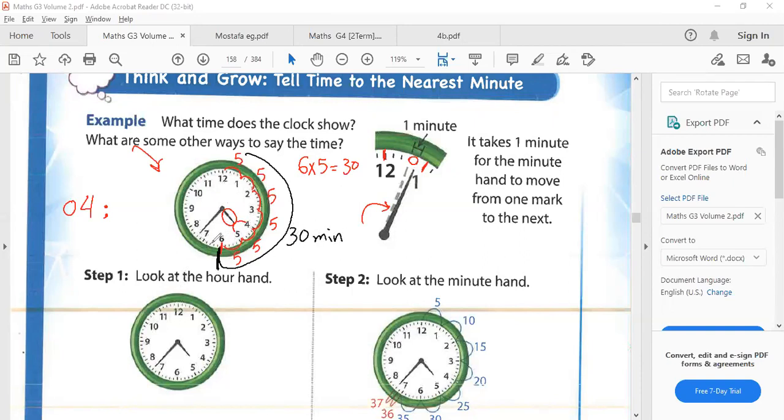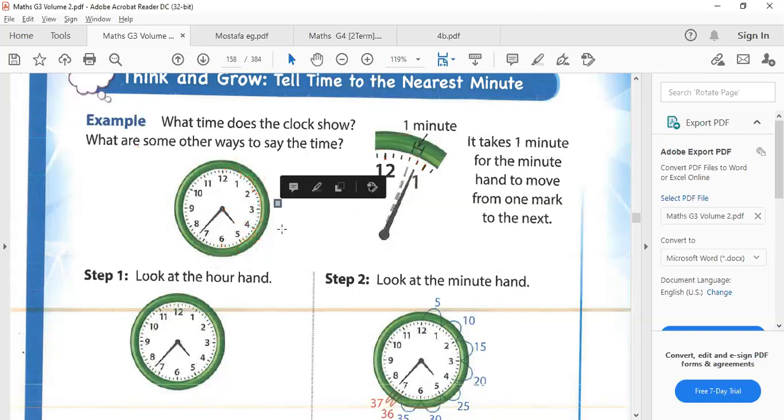Then after 30 minutes, we moved 5 more. This is 5, so it will be 35. And you have 2 small steps, 1, 2. After 35, it will be 37. So it will be 4 and 37 minutes. This is so easy, and I think that you studied that before.